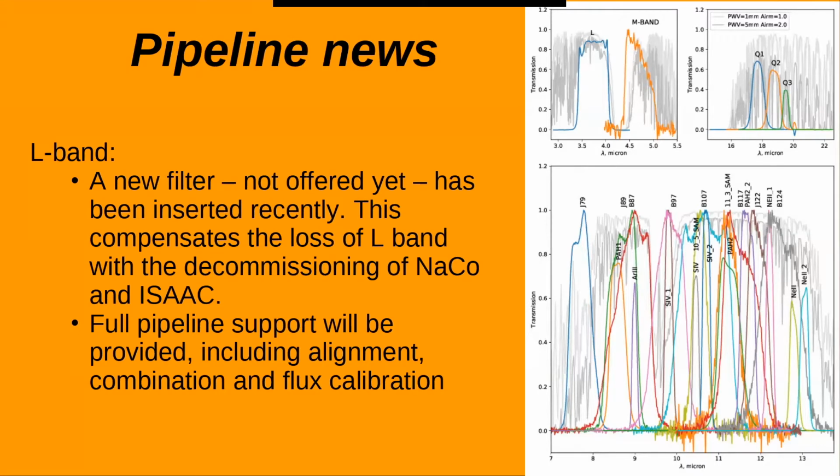Now, what are the new things about VIZIER? Recently, VIZIER acquired an L-band filter at about 3.7 microns. This filter is not offered yet, but hopefully it will be very soon. It was meant to fill in the gap that opened after the decommissioning of NACO and ISAAC. Of course, we will have full pipeline support for the new filter, including image alignment, combination and flux calibration.